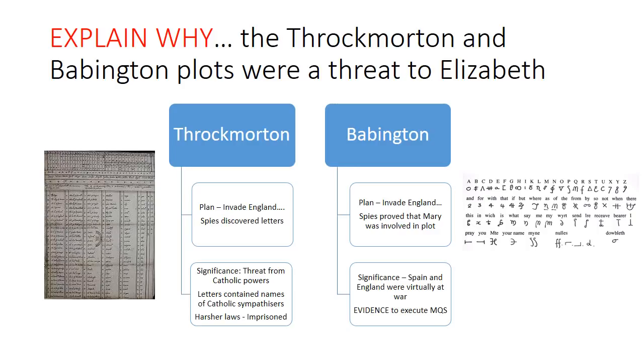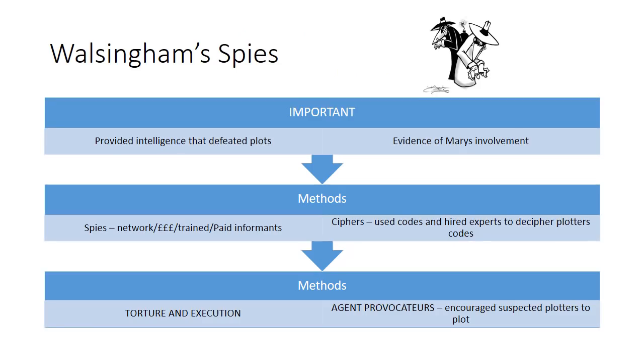So why was it significant? Well, by this point, Spain and England were virtually at war, and it provided the necessary evidence to execute Mary. Okay, so all of these plots highlight the importance of Walsingham and his spy network. They provided the intelligence, and they proved the evidence of Mary's involvement in the Babington plot.